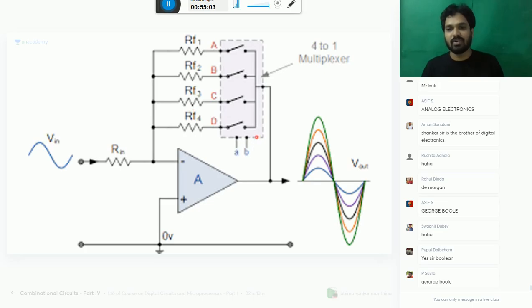It's not a summing amplifier. Here it is a selective gain. You can select the gain of RF1 by Rin, RF2 by Rin, RF3 by Rin, or RF4 by Rin. Accordingly, your magnitude will change. Here physical, mechanical switches are there. This is also one kind of multiplexer only.